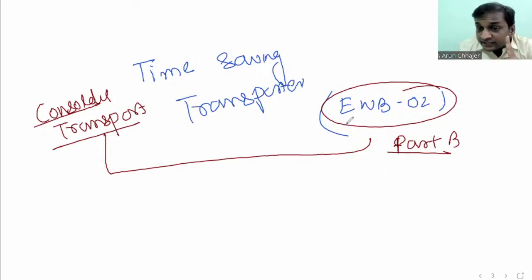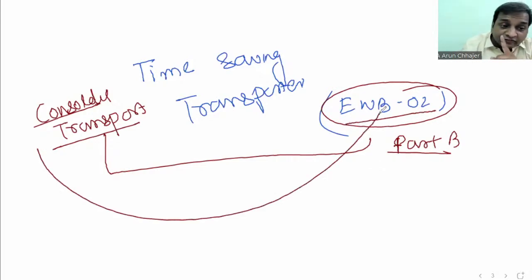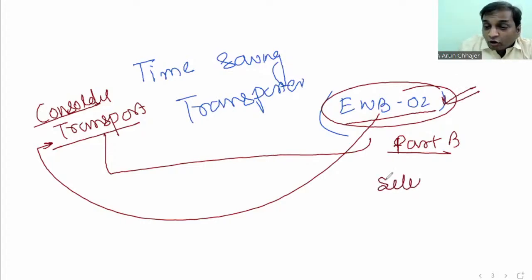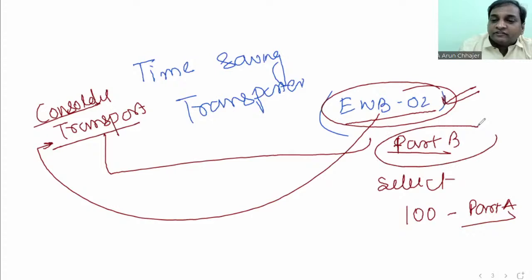or he can generate EWB02. Please note one thing, EWB02 is the facility available to the transporter only for consolidation with respect to part B. He can generate the EWB02, select all 100 part A e-way bills and put the vehicle number only once. So this is the way of the consolidated e-way bill. Now go and read the theory provisions.